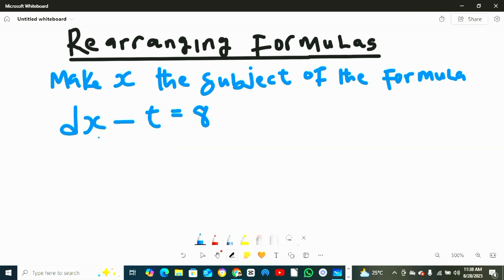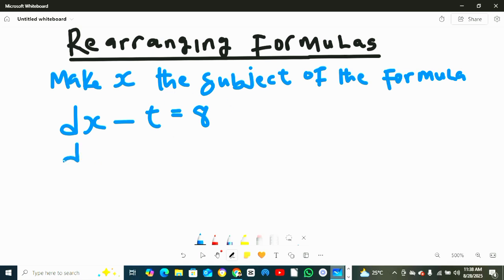Okay, look at this question. It says make x the subject of the formula. So you have dx minus t equals 8. So the idea is to make x the subject of the formula. To achieve that, we have to move t to the other side first. Because t is negative here, when you move it to the other side, it becomes positive.